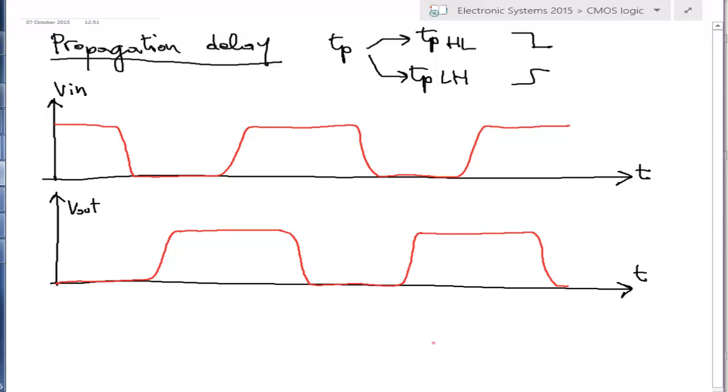So, for example, this is the behavior of V out, and considering this plot, we can define the propagation delays. In order to define them, what we do is the following. We fix the VDD level, then we fix the VDD half level, and we draw the corresponding horizontal line.